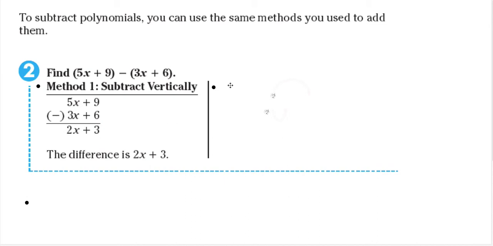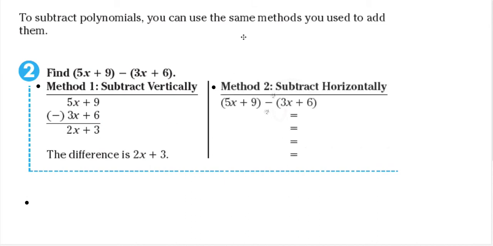That's the vertical method. And let's try the horizontal method. See again, 5x plus 9 minus 3x plus 6. We need to remember that from what we discussed, there's always an invisible 1 lingering in this area right here. So what do we do with that invisible 1? We basically distribute it to 3x, and let me show that to you. There you go. Distribute that to 3x and distribute that to 6.